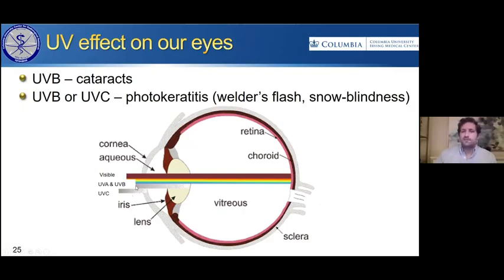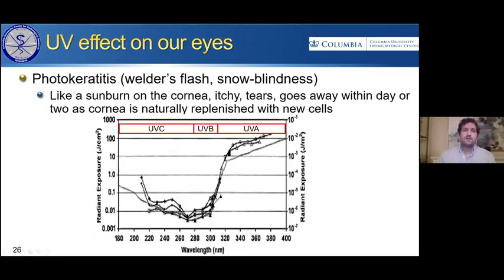Some of the UVB will be absorbed in the cornea, as well as the UVC, but these can lead to an effect called photokeratitis. Photokeratitis is also known as welder's flash or snow blindness. This is like a sunburn on your cornea. It's itchy and causes some tearing, but it goes away within a day or two, as your cornea is naturally replenished with new cells. The graph here shows how the dose it takes to cause a photokeratitis effect changes with wavelength. The smallest dose is where there's the most danger of photokeratitis, so most of the danger is between 240 and 300 nanometers.